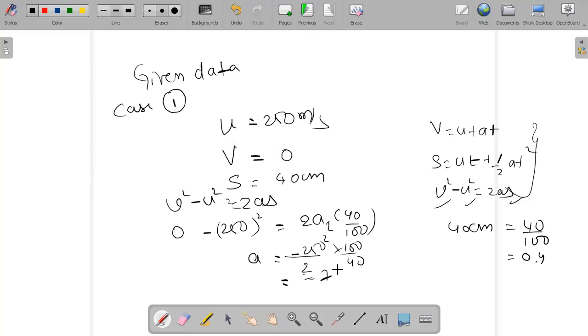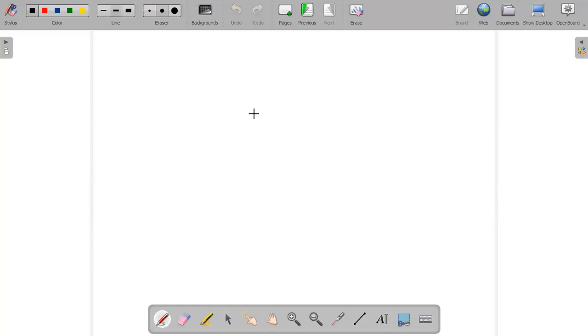The value will be minus 78125 meter per second square. So this is the acceleration value you are going to get. Only one has responded. So this is the acceleration you have got, and next we will take case 2.